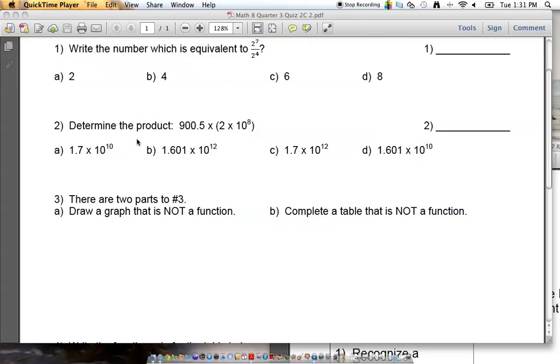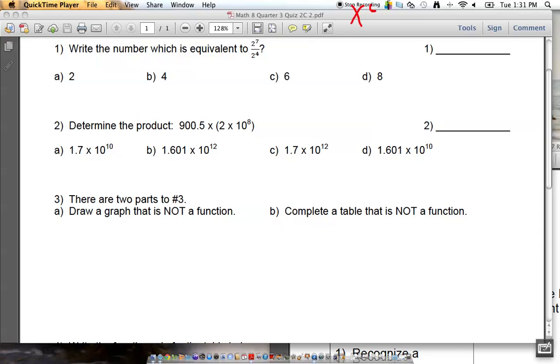Write the number which is equivalent to 2 to the 7 over 2 to the 4th. When you see that, 2 to the 7 over 2 to the 4th, what pops into your head? Yeah, well, right, because of the over. So what do you do with the exponents? You do not multiply. Well, you could do that, but there's a shortcut, a rule that we do with exponents.